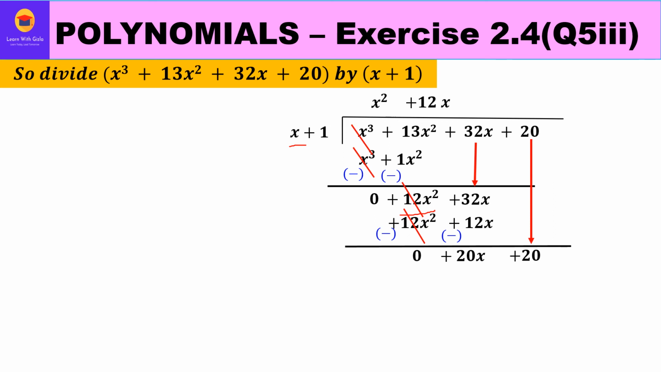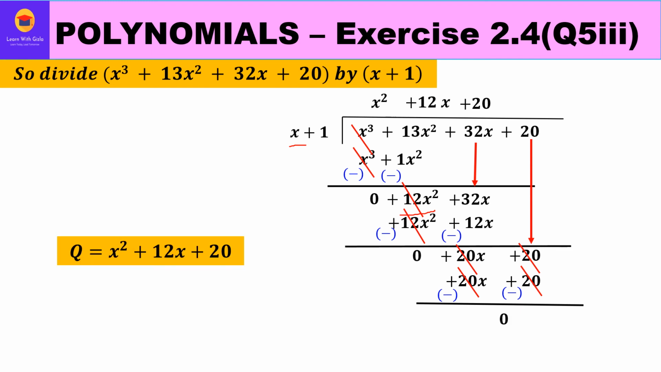And now you have to think of a number that should be multiplied to x to get 20x. Right, so that is 20. 20 multiplied by x plus 1, you will get 20x plus 20. Change the sign, they will cancel. One is positive, one is negative, remainder is 0. Right. So over here we can say the quotient is x square plus 12x plus 20 and remainder is 0.